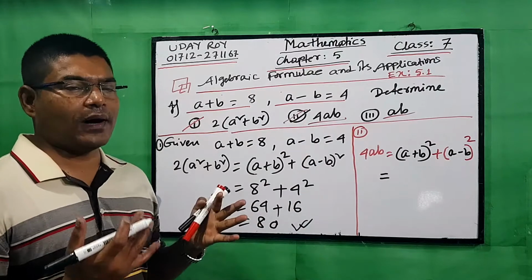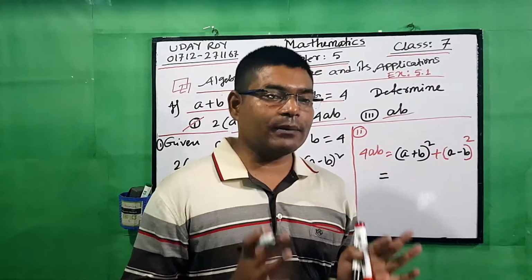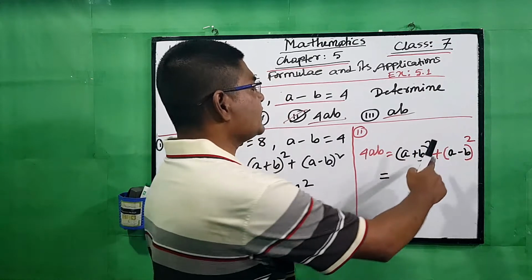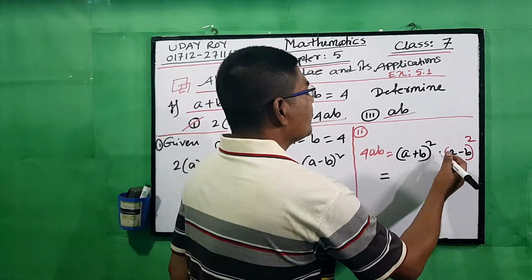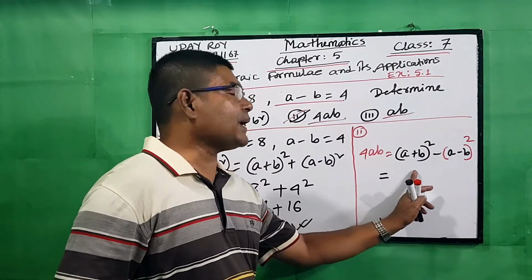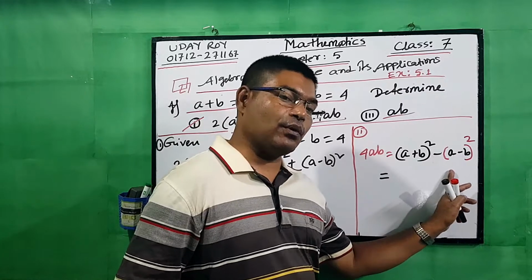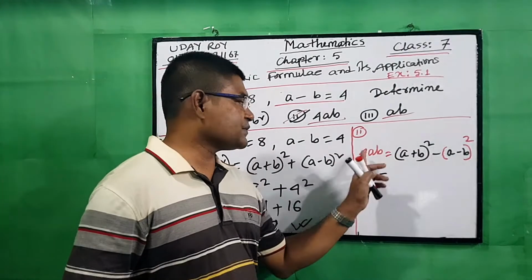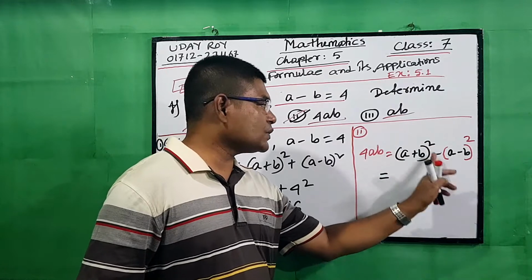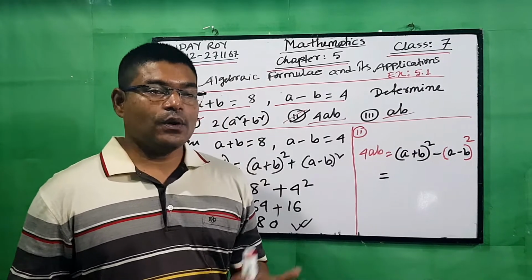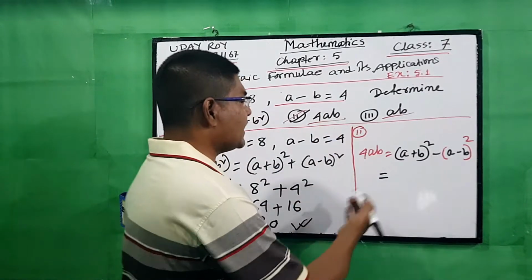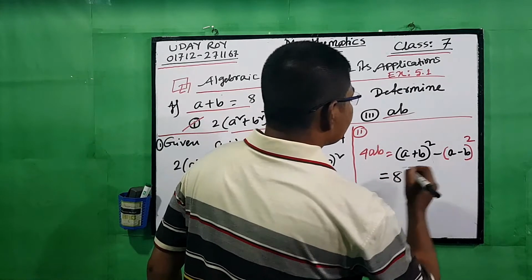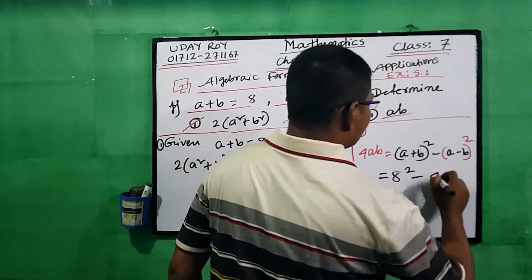Now, that's number 2. 4ab equal to what? Again, we all know 4ab equal to a plus b whole square minus a minus b whole square. Be careful, in the earlier one it is plus, but here it is minus. Now putting the values of a plus b equal to 8, here 8, here 4.